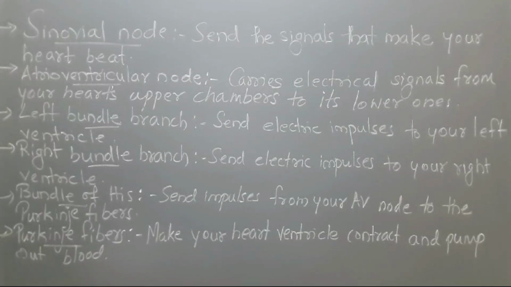The electrical conduction system includes the sinoatrial node, atrioventricular node, left bundle branch, right bundle branch, bundle of His and Purkinje fibers. The sinoatrial node sends the signals that make your heart beat. The atrioventricular node carries electrical signals from your heart's upper chambers to its lower ones. The left bundle branch sends electric impulses to your left ventricle. The right bundle branch sends electric impulses to your right ventricle.